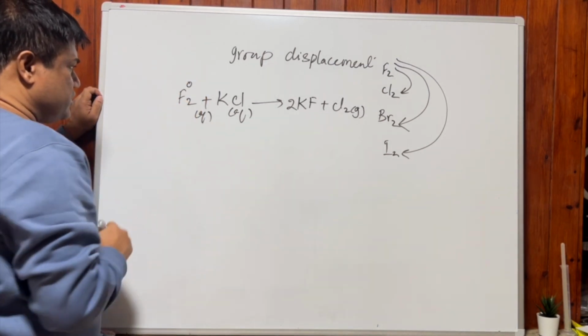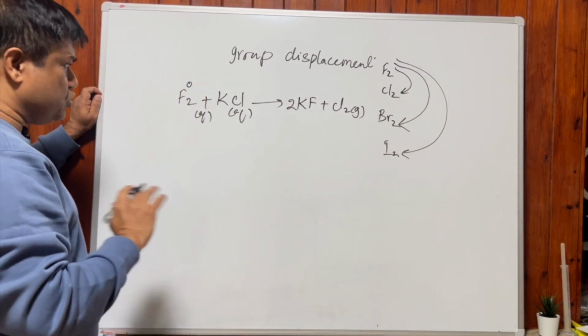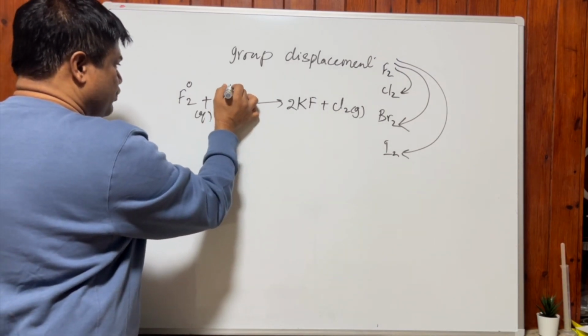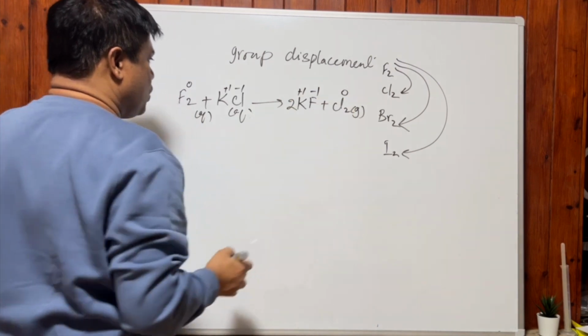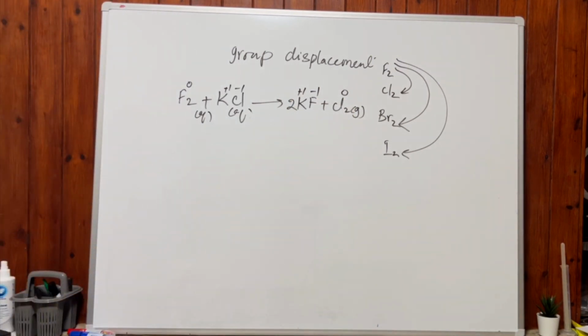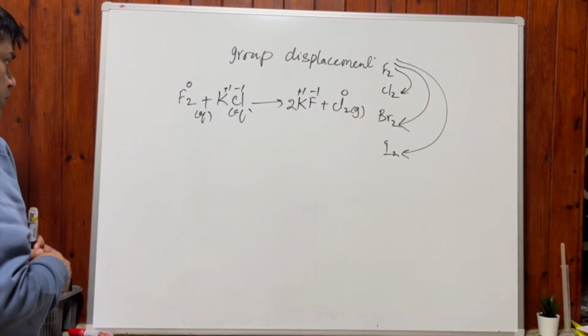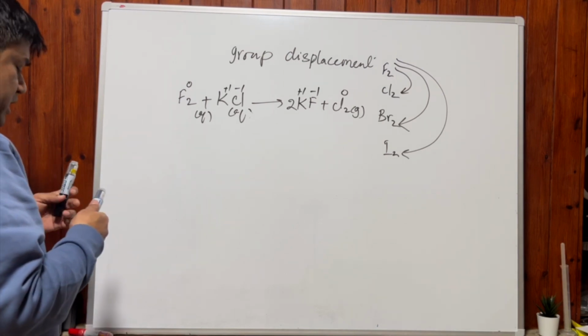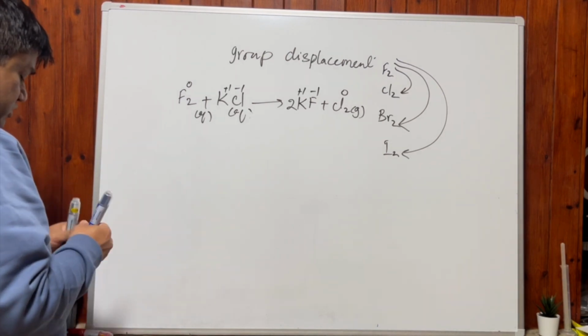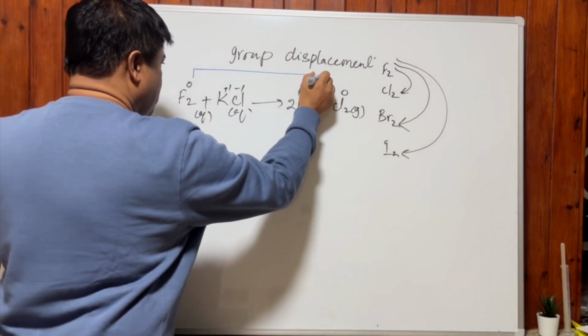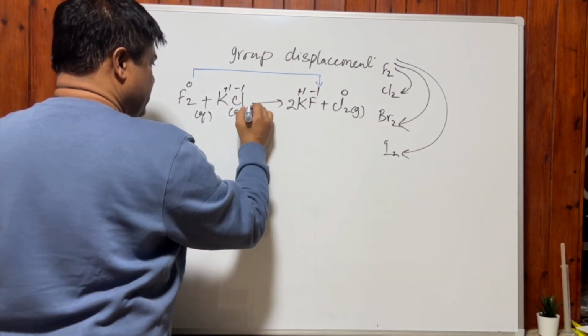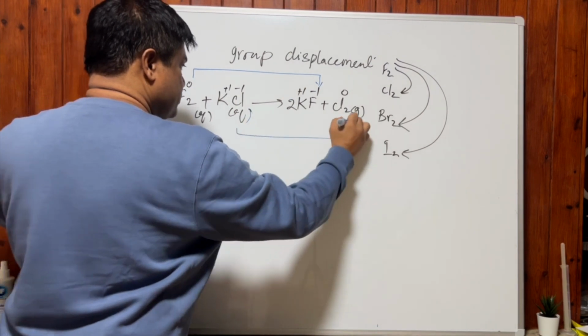What's the oxidation state? 0. A pure element has no oxidation state. Plus 1, minus 1, plus 1, minus 1, 0. Look at that. So 0 to become minus 1, minus 1 to become 0.